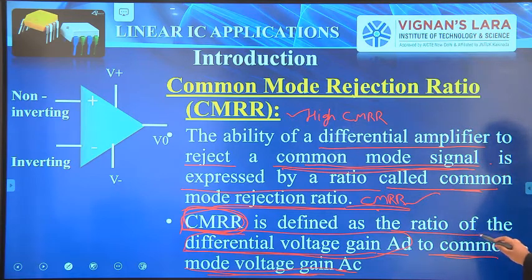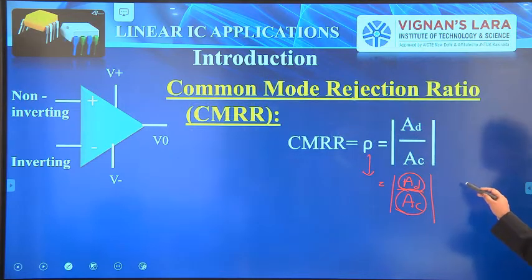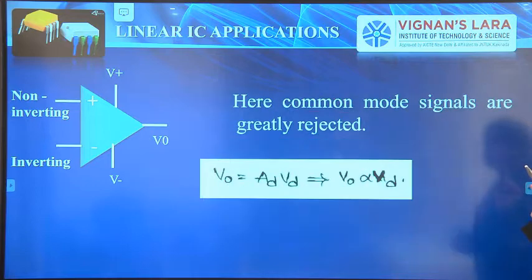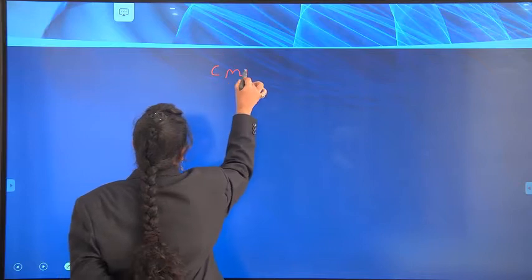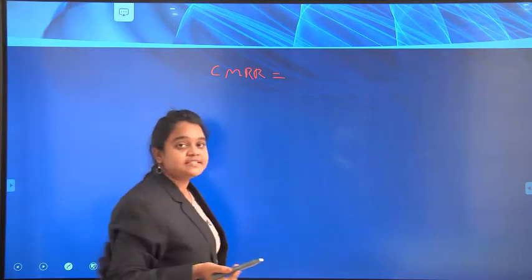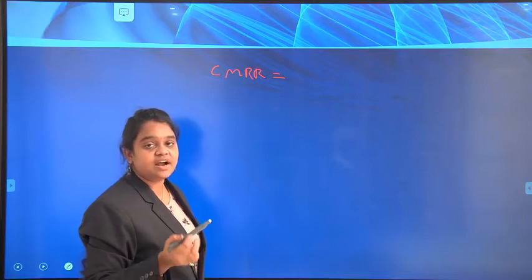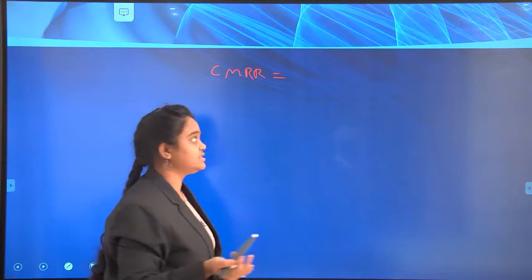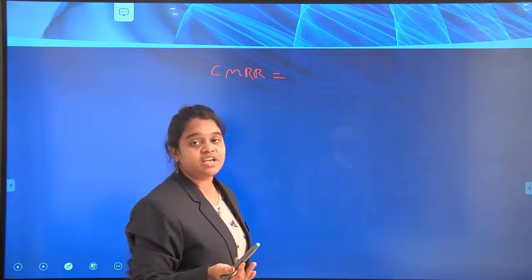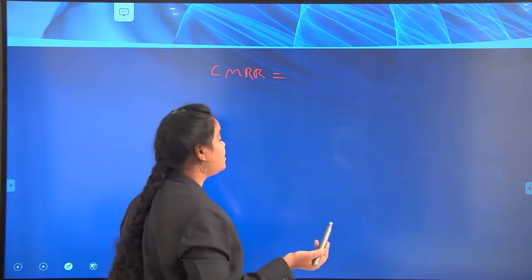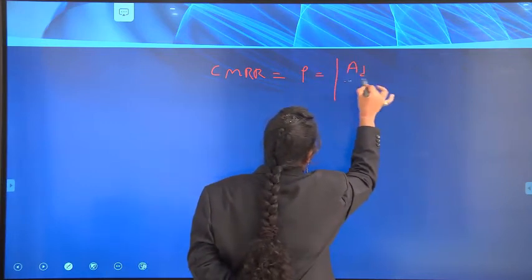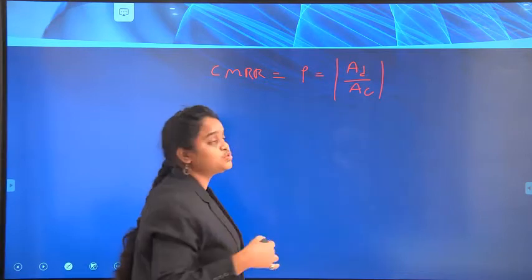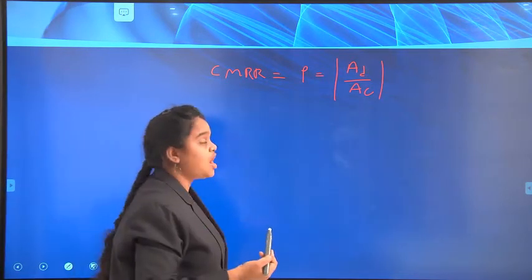It is the ratio of the differential voltage gain to the common mode voltage gain. I am telling once again what is meant by CMRR. It is defined as the rejection of common mode signals, allowing only differential mode voltage signals. Once again, CMRR equals rho equals AD by AC. From the definition, it is the ratio of differential voltage gain to common mode voltage gain.